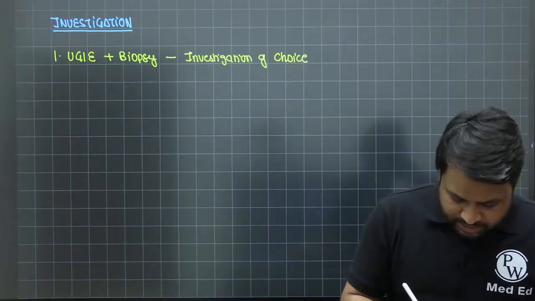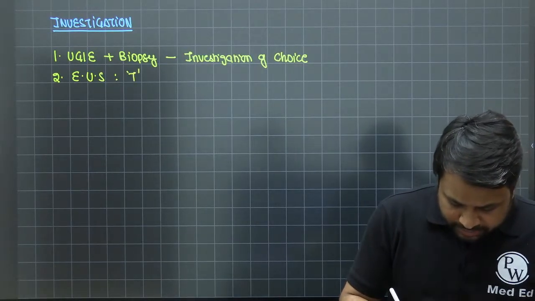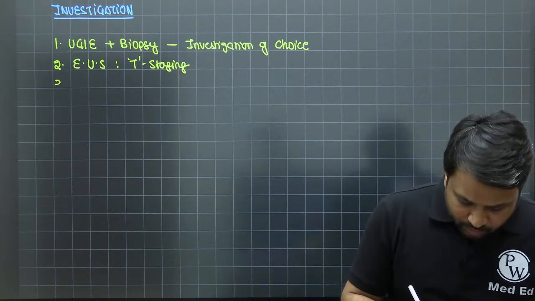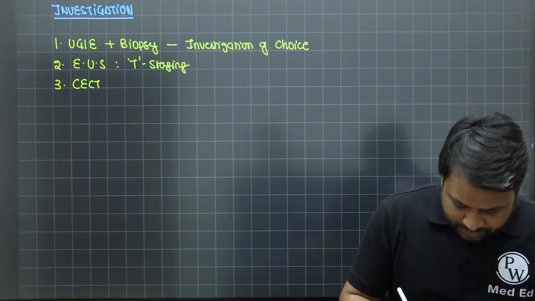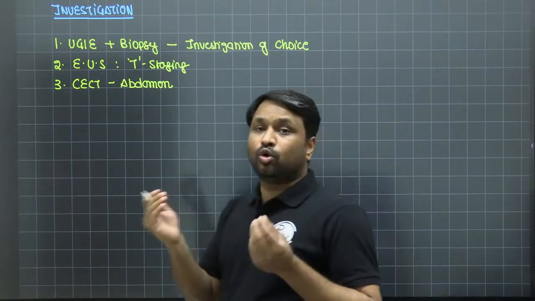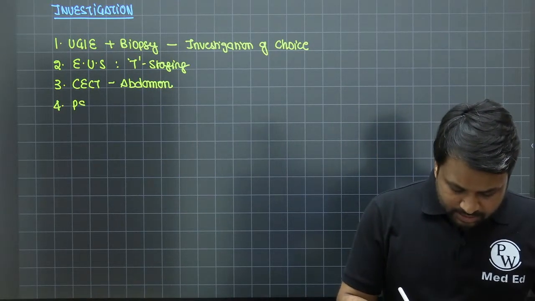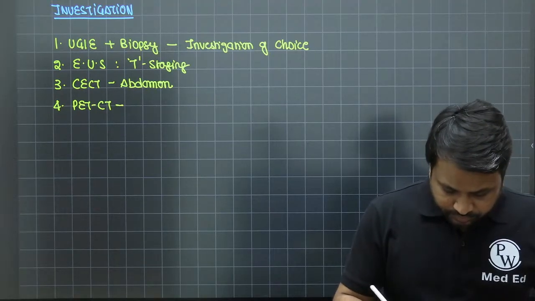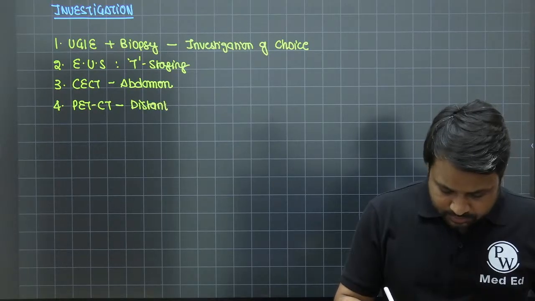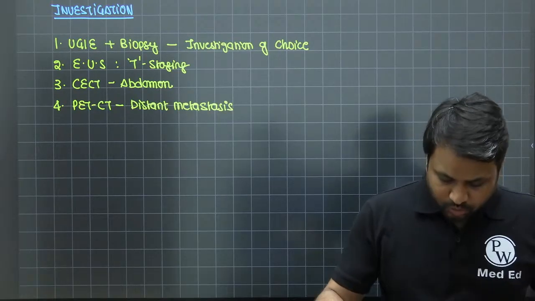What are the other investigations that you will do? You will do an endoscopic ultrasound to look for the T staging or the invasion of the tumor. Apart from that, you will also do the CECT of the abdomen. Now, the CECT of the abdomen is to look for loco-regional spread, right? I will also perform the PET-CT to look for distant metastasis.